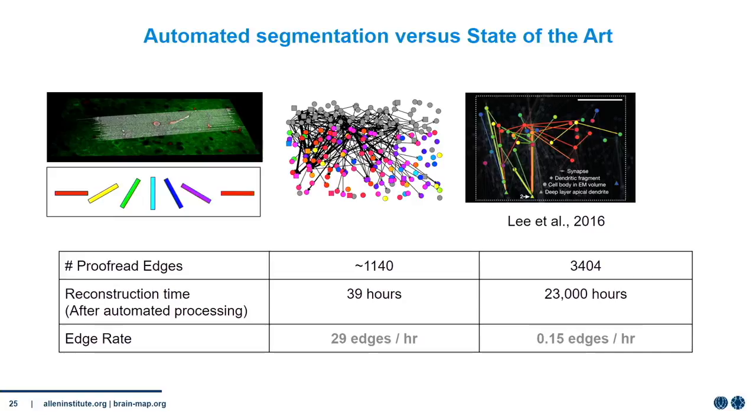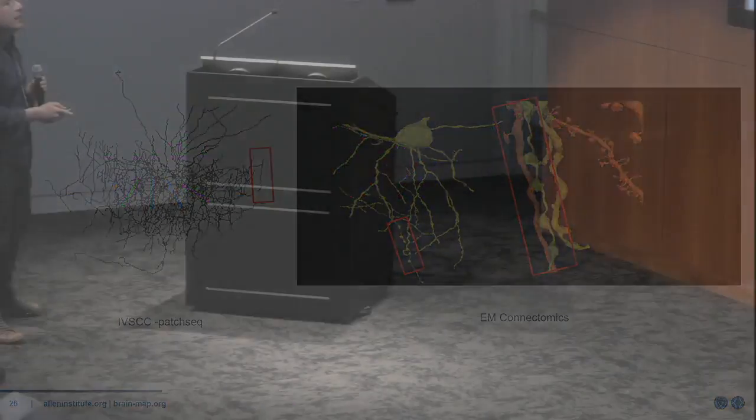There they have interns and other people basically segmenting this data set. And it took them 23,000 hours to basically go through 3,400 synapses. And on the data set we collected last year, and this is proofreading of the segmented data set, it took about 39 hours to get to about 1,000 synapses. So it's about 100x, which is not bad. So I'm going to show you an example of the data now.